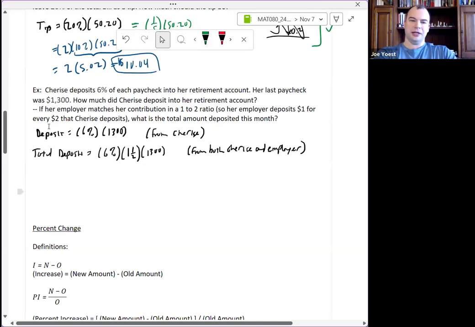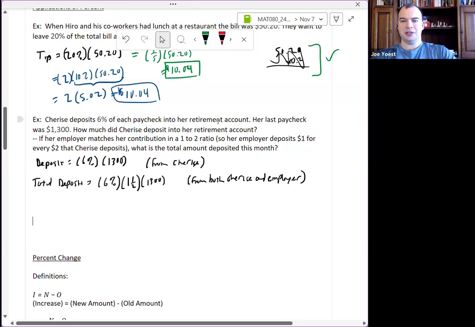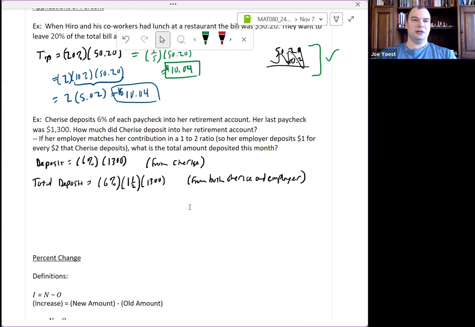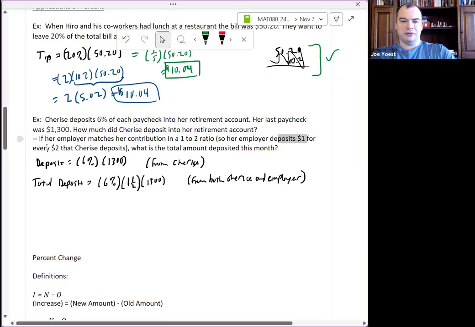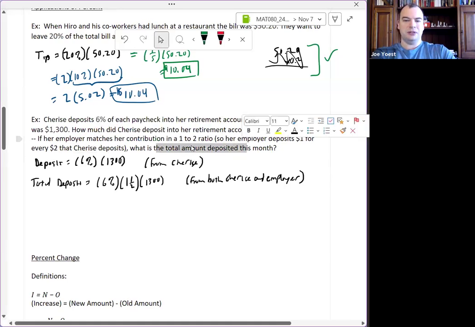Okay, and then our last example here, Charisse deposits 6% of each paycheck into a retirement account. Her last paycheck was $1,300. How much did she deposit into her retirement account? And then as a little extra bonus, I think a lot of us have heard of employer matches. That's a benefit that a lot of employers offer, that if you deposit, say, $2 into your retirement account, your employer will deposit an extra $1 alongside you. So they'll often give you a 50% match, as fairly typical these days. So her employer will deposit $1 for every $2 she puts in. What's the total amount deposited this month?